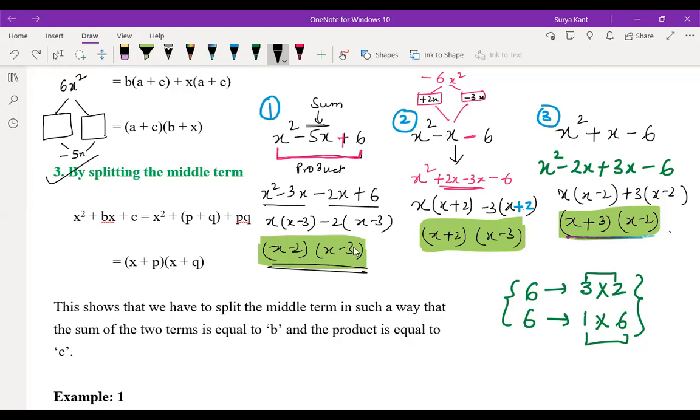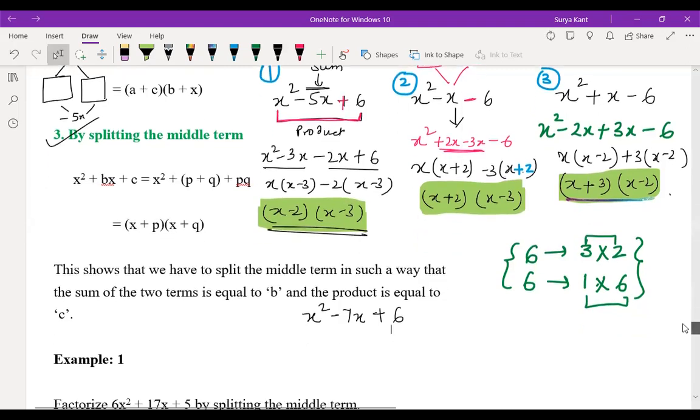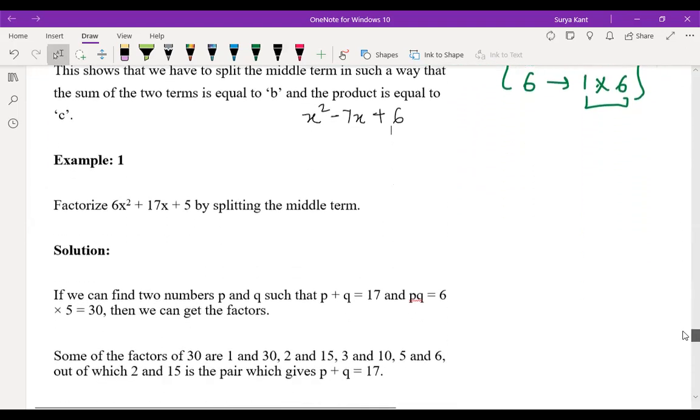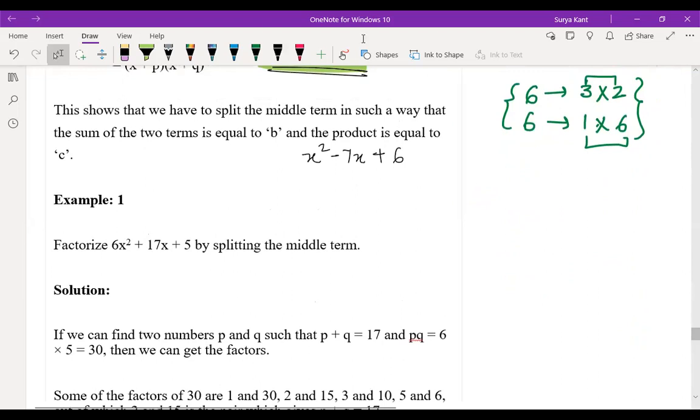So shall I ask the same question if I ask you x square minus 7x, okay, and plus 6? Then what should you write? Tell me, children. Who will tell? Where did Satvik go? Is Satvik having a network problem or what? x square minus 7x plus 6.